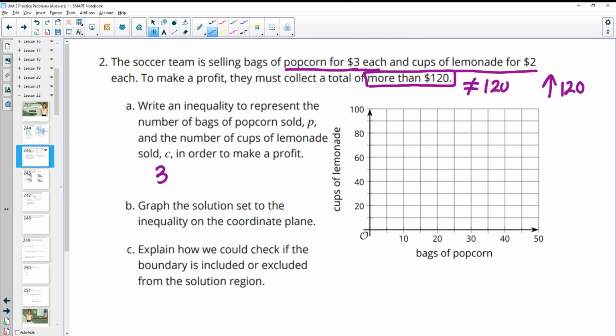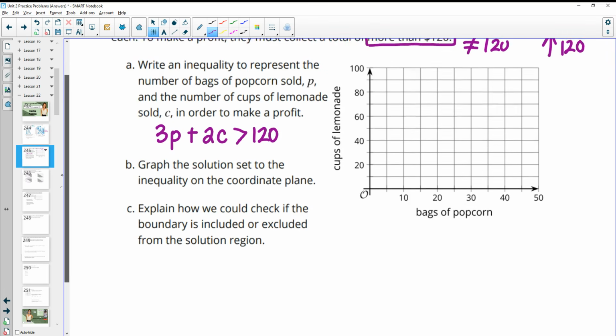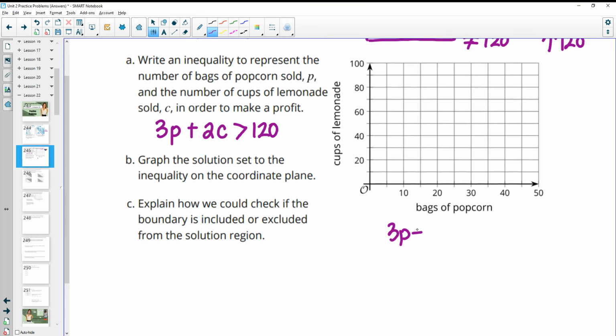Okay, so not equal to 120, but it has to be higher than 120. So we're doing $3 for popcorn, which we're calling P. So $3 times the number of popcorns we sell, plus $2 times the cups of lemonade needs to be greater than $120 for us to make a profit. Now it wants us to graph this solution set. And so I'm just actually going to take and do the intercepts of each of these. So if we take a look at this equation and we look at the equal sign one, right? So if we look at the equal, the equation, that'll help us get some different intercepts.